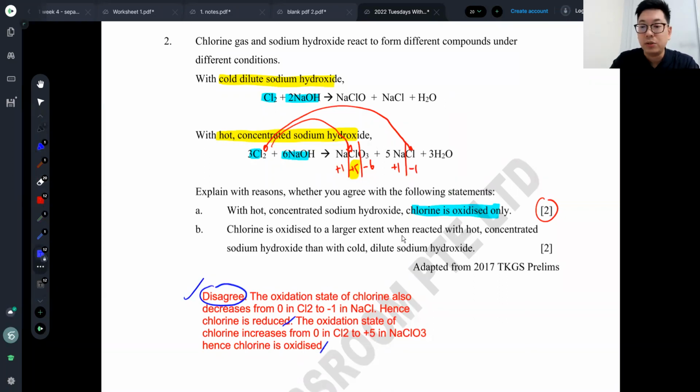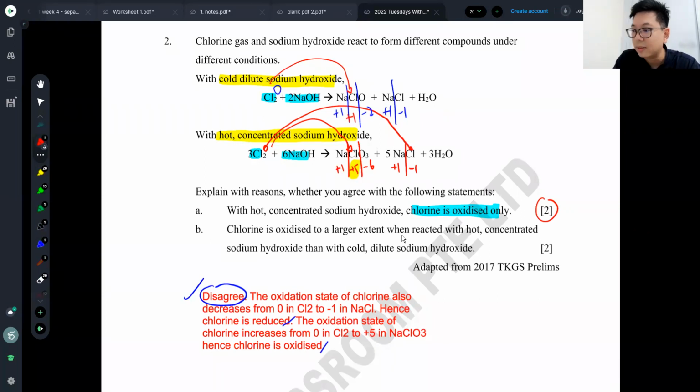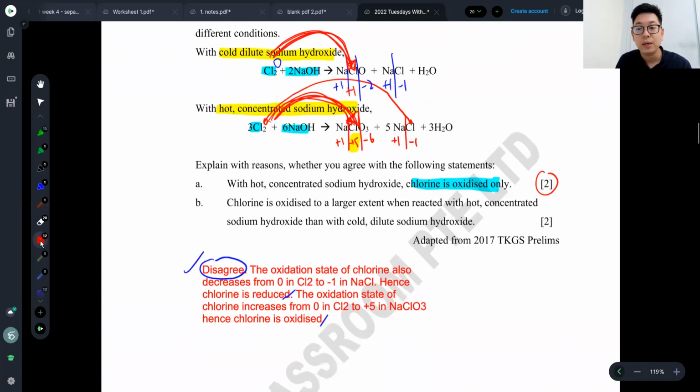Chlorine oxidized to a larger extent. So what you want to see here is this. This one 0, plus 1, minus 1, the same. Here, minus 2, plus 1. In order for the whole thing to be 0, chlorine must be what? Ask yourself. Plus 1. And therefore, is it oxidized to a larger extent with hot? Yes, because from 0 to plus 5, compared to 0 to plus 1. So it's oxidized to a larger extent. Larger increase in oxidation state, hence oxidized to larger extent.